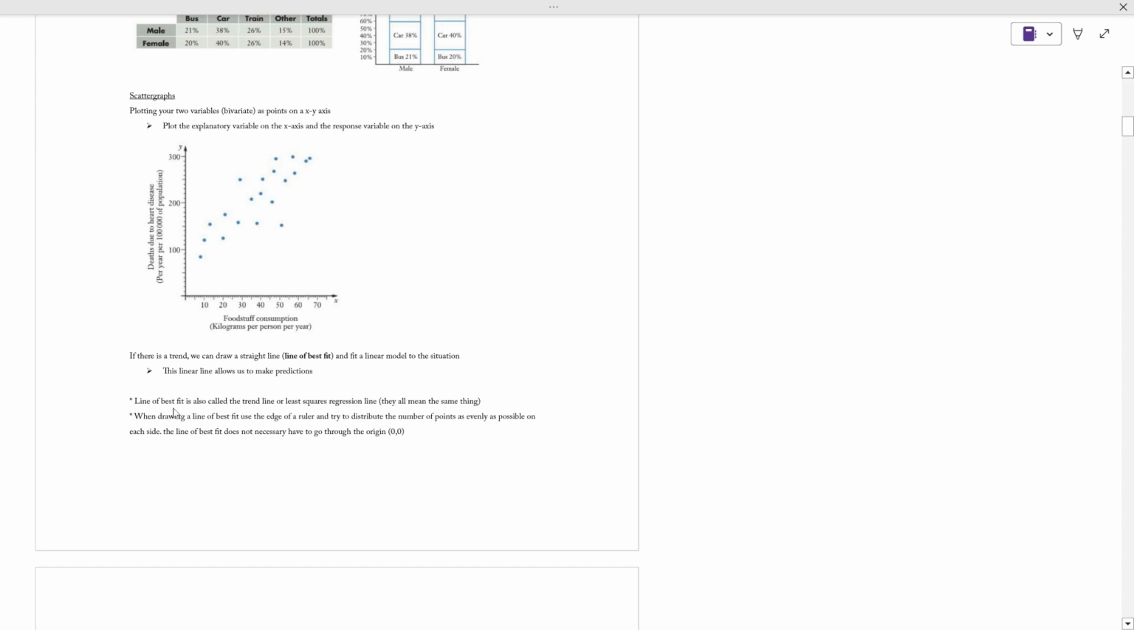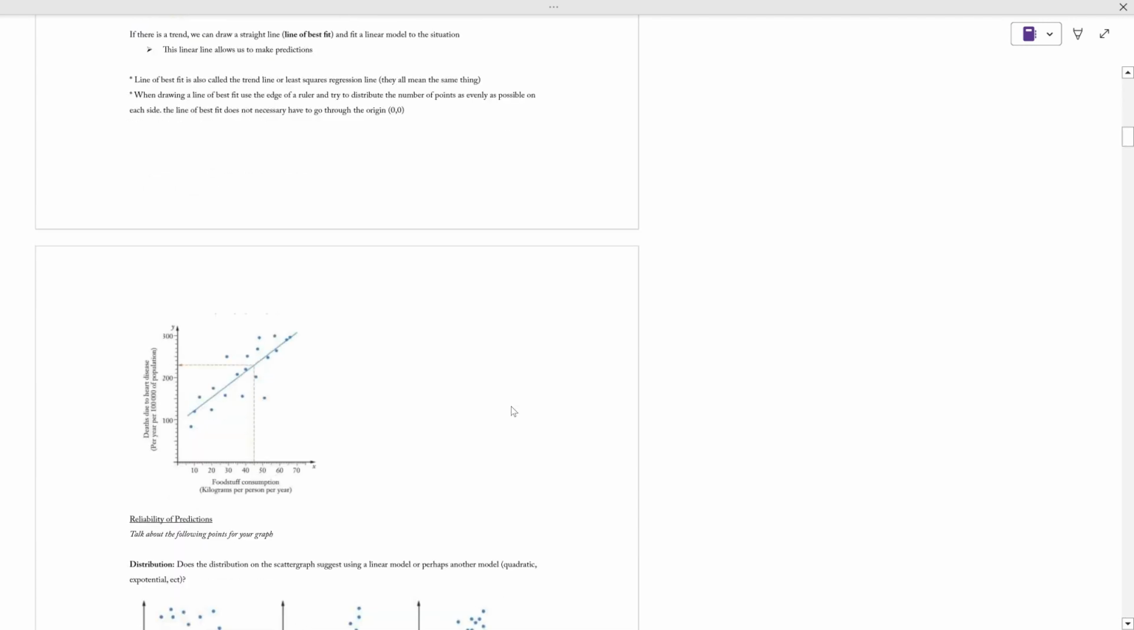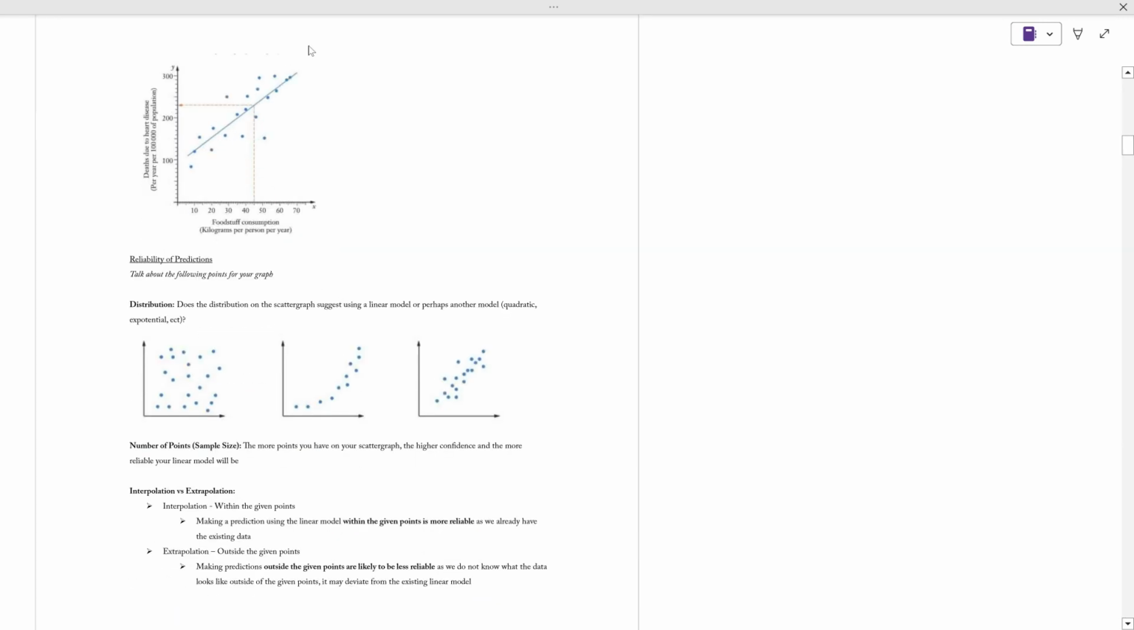A couple of notes as well. The line of best fit is also called the trend line or least squares regression line. They all mean the same thing, so don't freak out. Your teacher might be partial to using one or the other. And also a really good tip when drawing a line of best fit is to use the edge of a ruler and try to distribute the number of points as evenly as possible on each side. The line of best fit does not necessarily have to go through the origin. So I see time and time again students try to pivot or draw their line of best fit and make it go through the origin, but that's not necessary. You might even get marked down if it's not fitted correctly. Cool. So there you go. That's your line of best fit. Bang. Obviously it splits up the data points as evenly as possible from the left-hand side to the right-hand side.